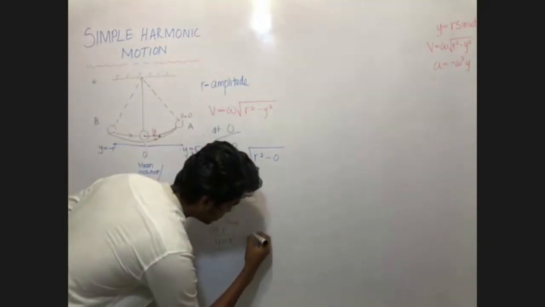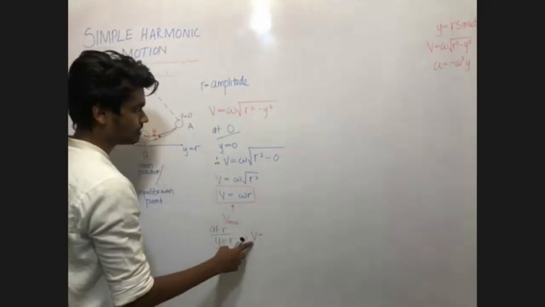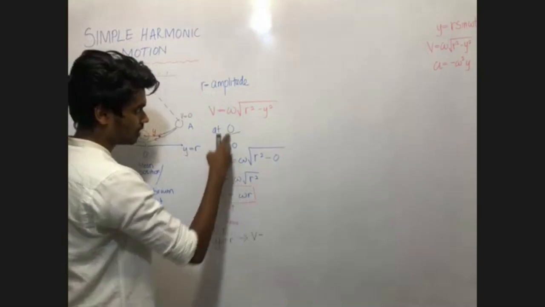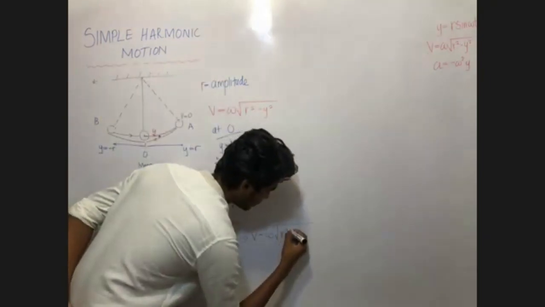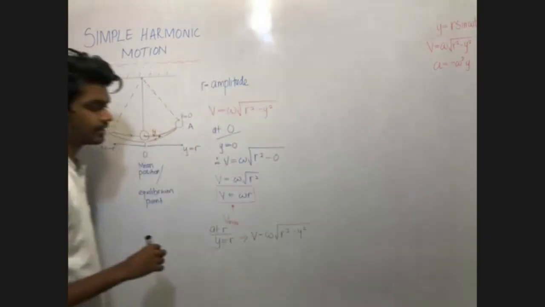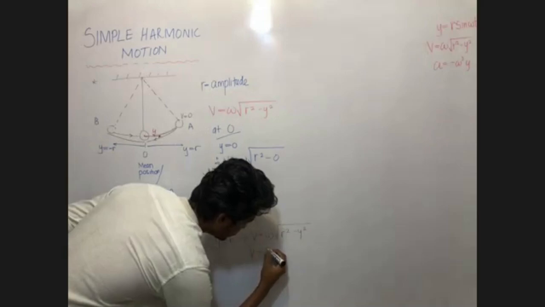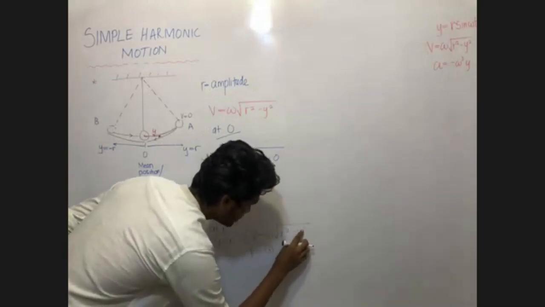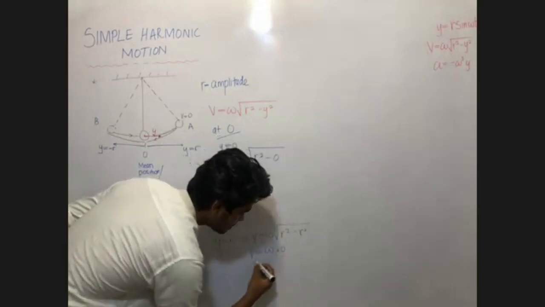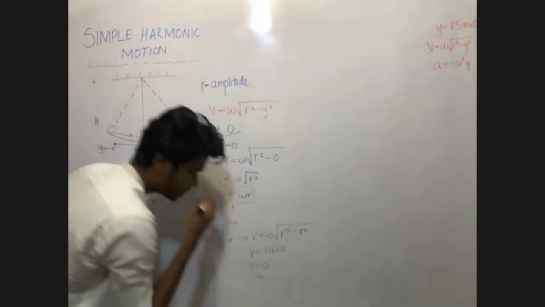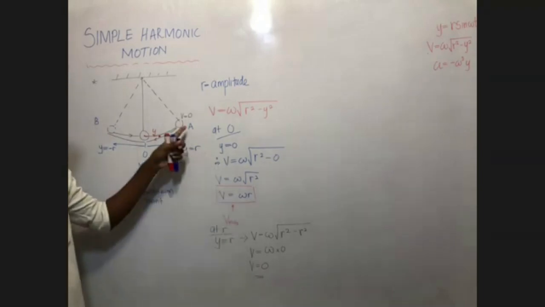So V is equal to omega times the square root of r squared minus y squared. So instead of y, you can apply r. r squared minus r squared is 0, into 0, so V is going to be 0. So you can even theoretically show that the velocity is 0 at A, the amplitude.